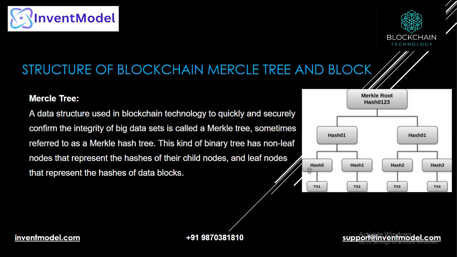If we combine hash 0 and hash 1, we get hash 01. Transaction 3 has hash 2, transaction 4 has hash 3. If we combine both the hashes, we get hash 23. Sorry, by mistake I said hash 01, it is hash 23. If we combine hash 01 and hash 23 from left and right, we get hash 0123. This is the merkle root.